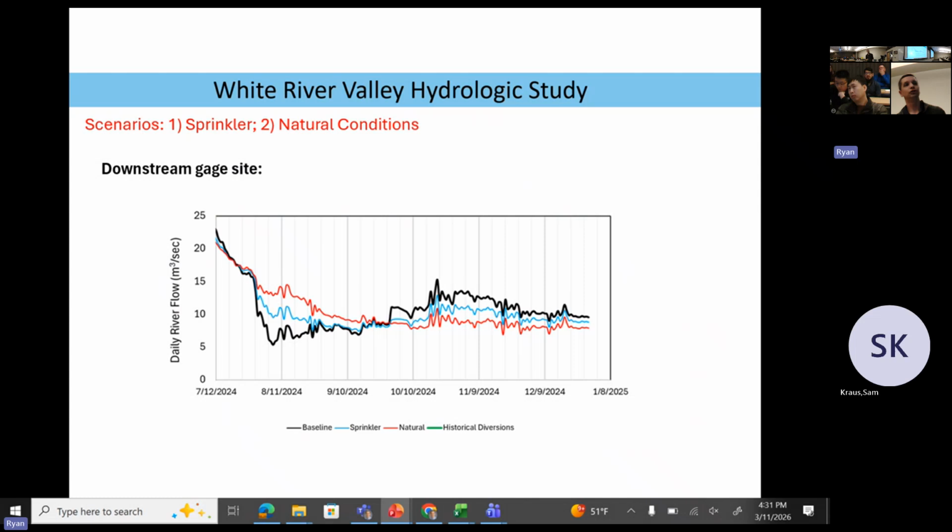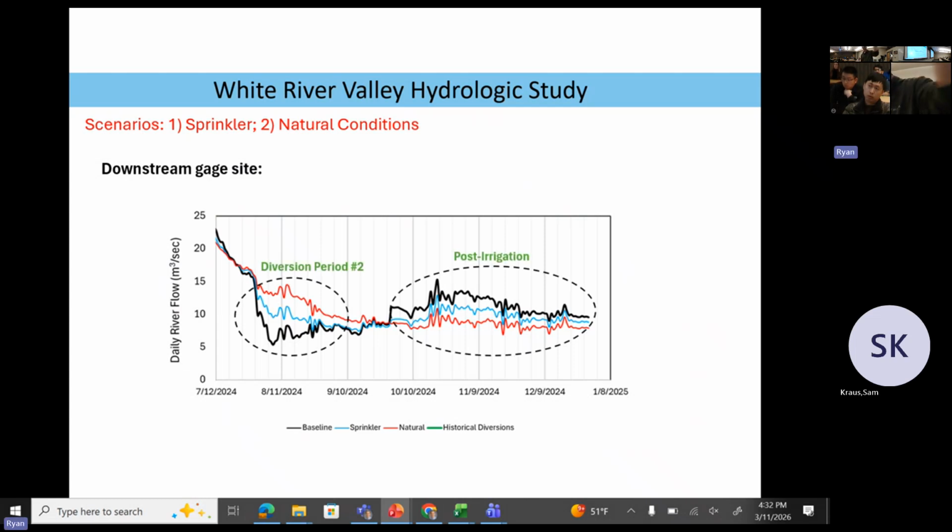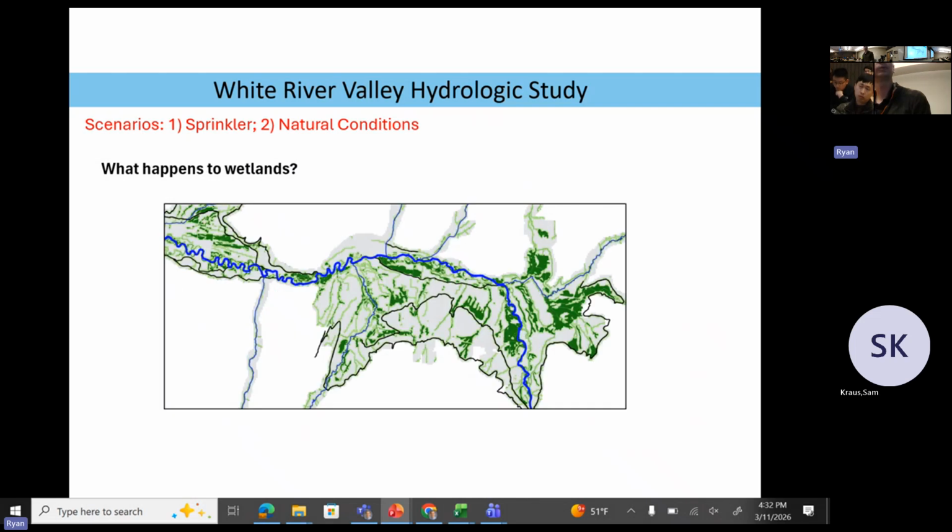So the question is, do you care about more flow in the summer or more flow in the winter? It's up to the local water managers what they really care about. Do they want to sustain river flow or do they care about summer flows? It just retimes it, and this has been shown in other irrigated regions. When they switch from flood to sprinkler, they see a retiming of flow rate. So it's our second diversion period, that's post irrigation, and that's when things will switch.